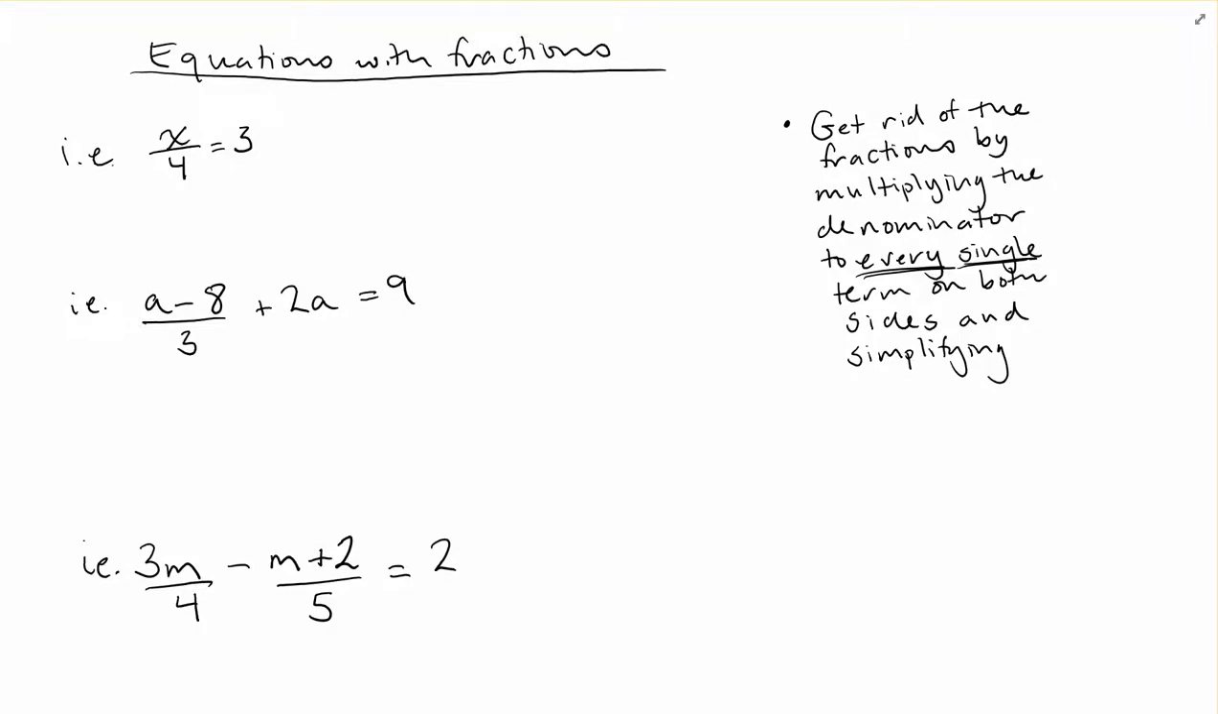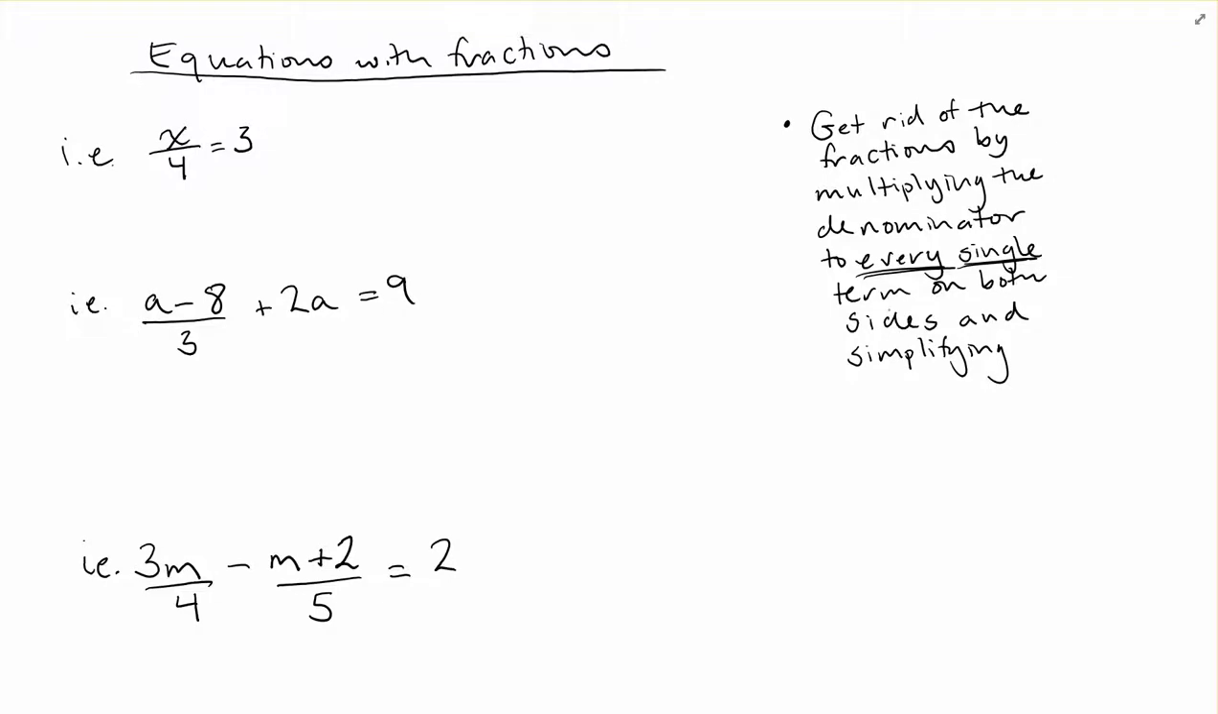So one thing that I like to visualize is just trying to get rid of all the fractions by multiplying the denominator to every single term on both sides and simplify. And we'll go through a few examples of that. And keeping in mind that when we're solving equations, we have to keep that equation balanced, which is why I want you to not forget, even though you might not be writing it down, that what you do to one side, you're doing to everything on both sides of the equation.